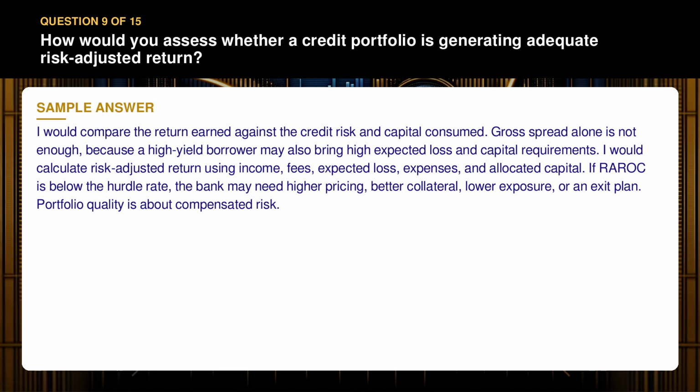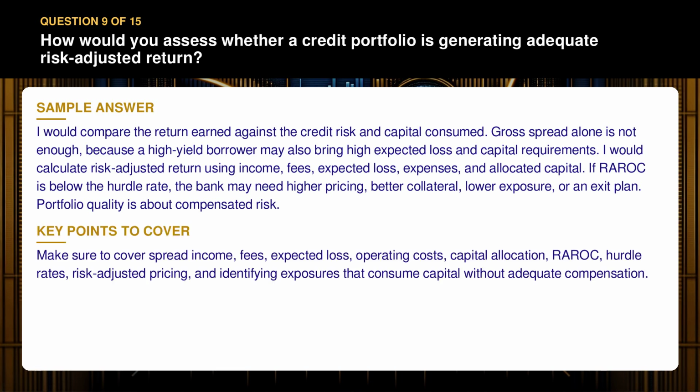If RAROC is below the hurdle rate, the bank may need higher pricing, better collateral, lower exposure, or an exit plan. Portfolio quality is about compensated risk. Make sure to cover spread income, fees, expected loss, operating costs, capital allocation, RAROC, hurdle rates, risk-adjusted pricing, and identifying exposures that consume capital without adequate compensation.